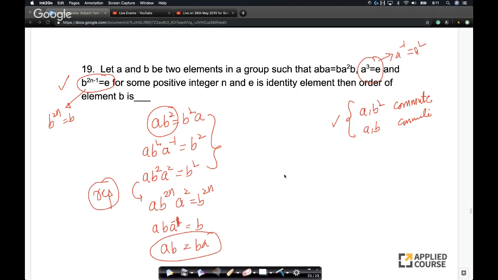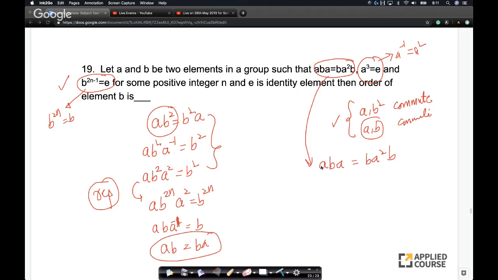Okay, now I'll use all of these things, right? Now let's see. So we are given this. Okay, so this is a powerful result now. A and B commuting is a very powerful result. So ABA equals BA square B. This is given to us, right?